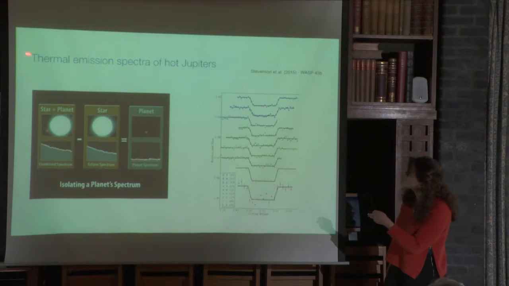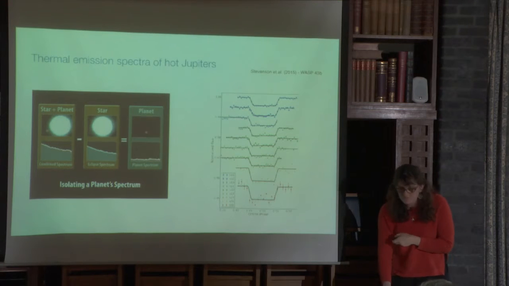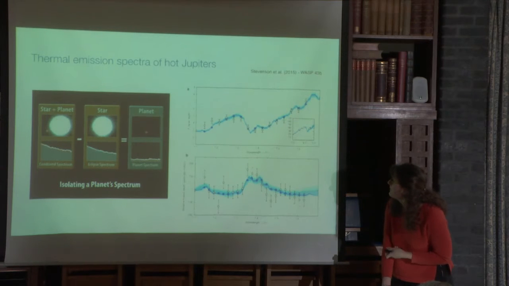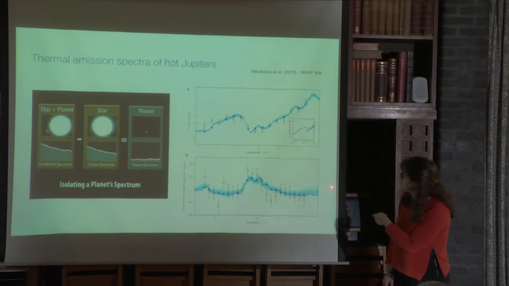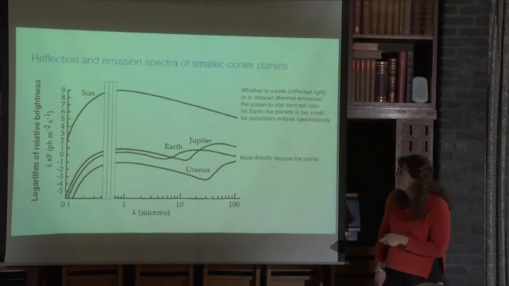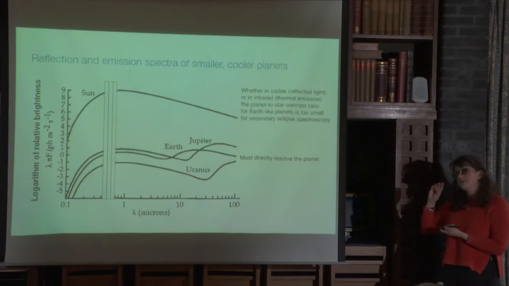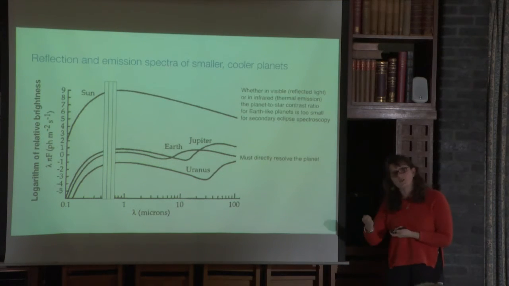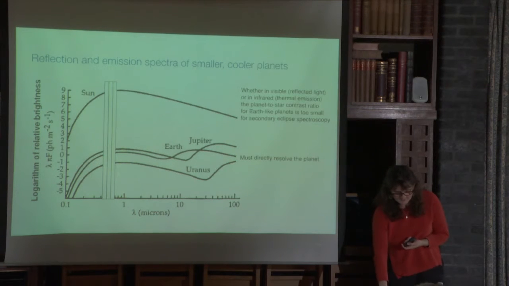So you can also measure the thermal emission spectra of hot Jupiters when the planet goes behind the star, and that gives you again an estimate of the composition and the atmospheric temperature of the planet. And so this is an example of a thermal emission spectrum of a planet. This is the transmission spectrum for the same planet, and this is its thermal emission spectrum. And in both cases, what you see is an absorption band of water vapor. But if you want to do this for a planet like the Earth, the atmosphere is too thin for transmission spectroscopy, and the contrast is too large for secondary eclipse spectroscopy. So you have to directly resolve the planet.